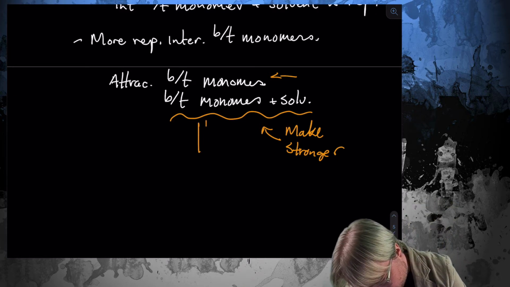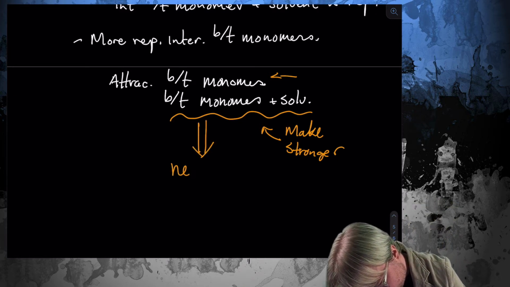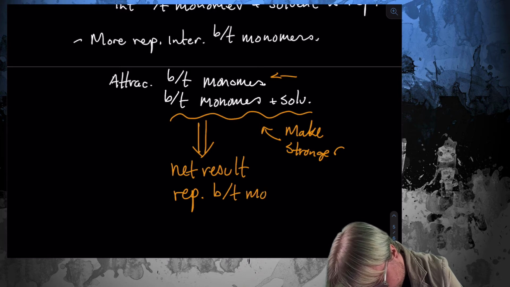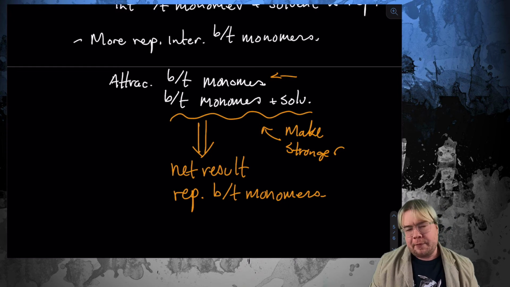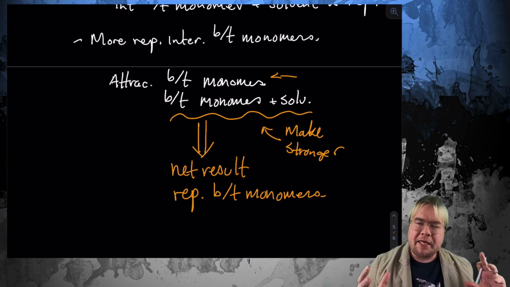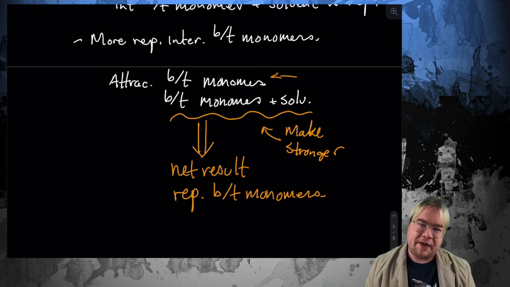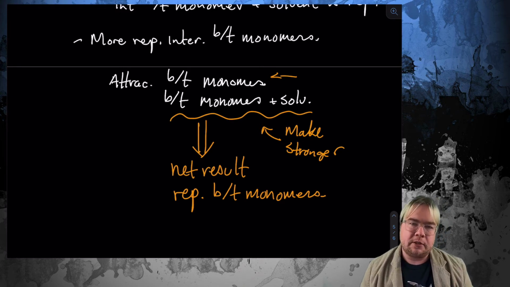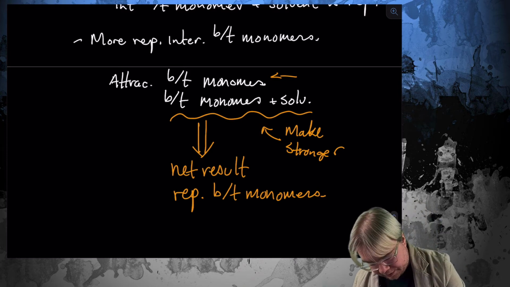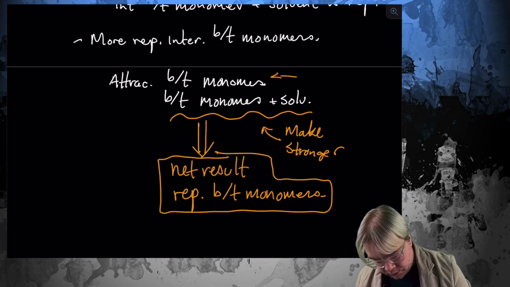So the net result of this is a repulsion between monomers. Now, that doesn't mean that that's physically what's happening. Physically, what's happening is the monomers are attracted to each other. It's just a lower value of attraction. It's a less favorable attraction than it is between the monomers and the solvent. But effectively, what this results in is the behavior that looks like a repulsion between the monomers.